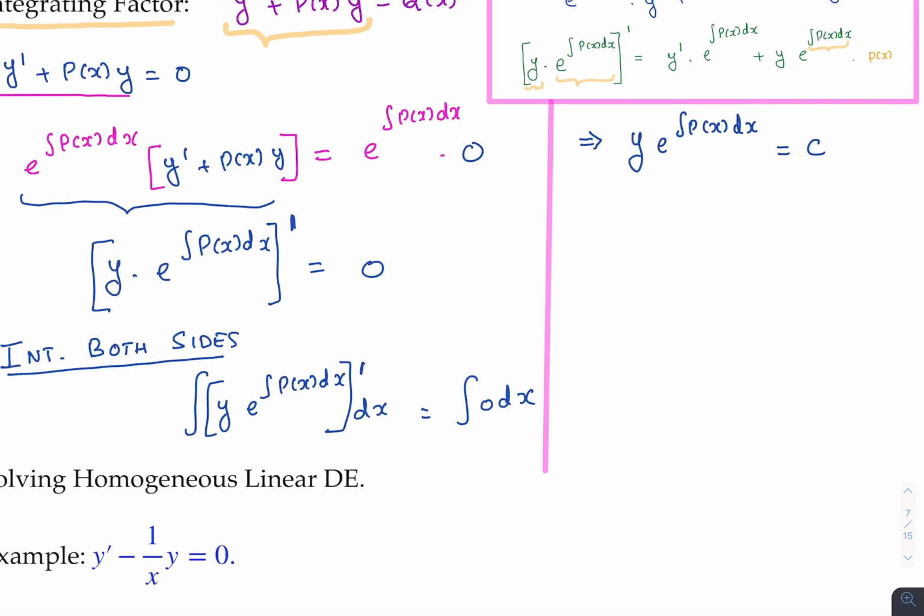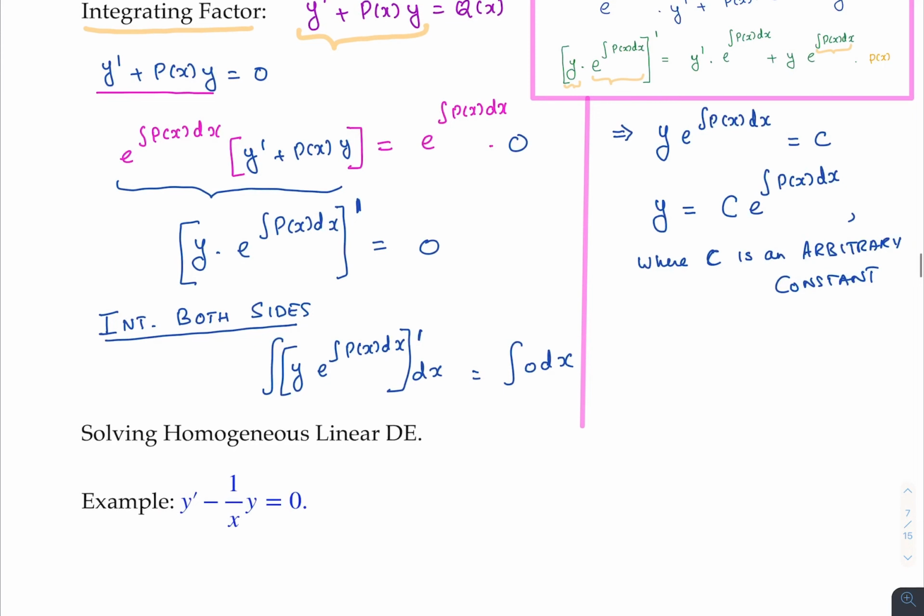So therefore, our y is going to be c times e to the integral of p of x dx, where c is an arbitrary constant, and that's your solution there. And that is the method.